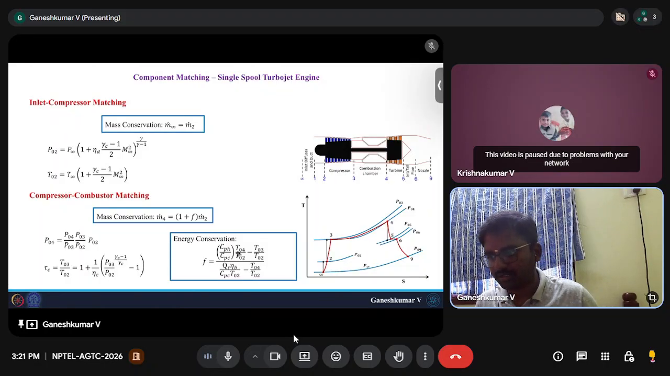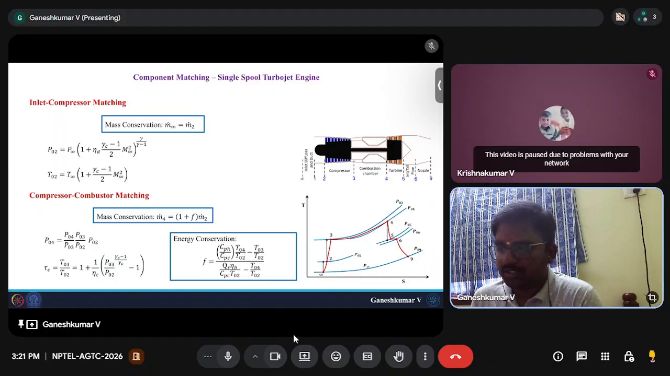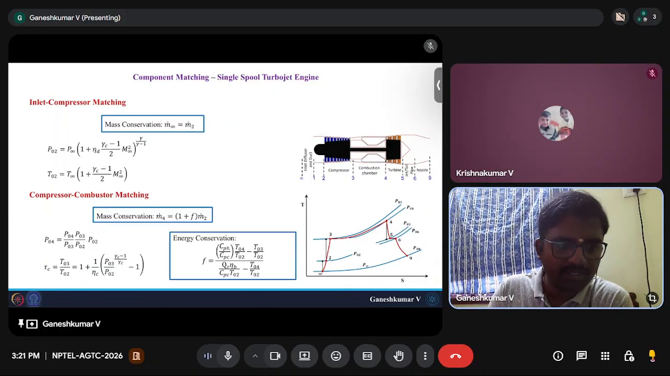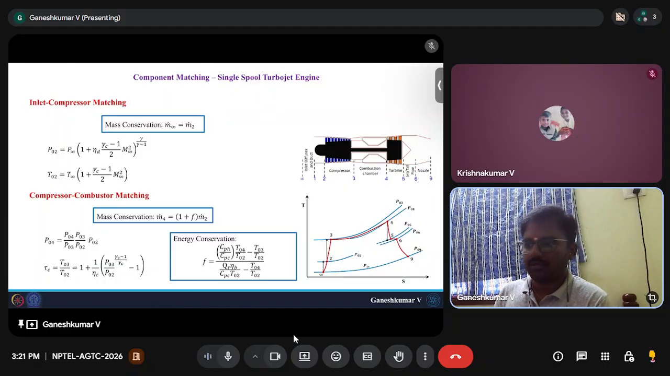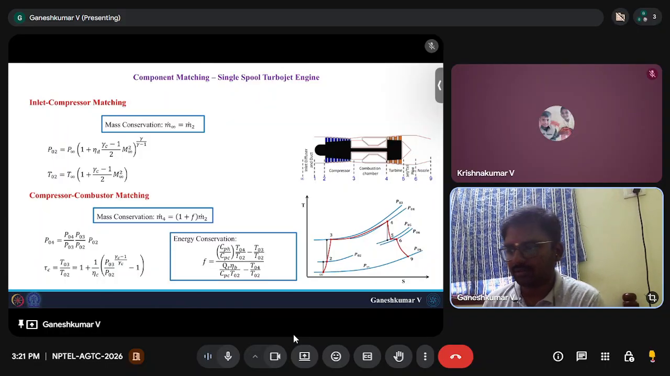So I just write it in a different format. Here the energy conservation is going to be in the combustion chamber, right? So m dot 2 CPC T03 plus m dot f eta B QR is equal to m dot 4 into (1 plus f) into CPH times T04, right? So that's the energy conservation.